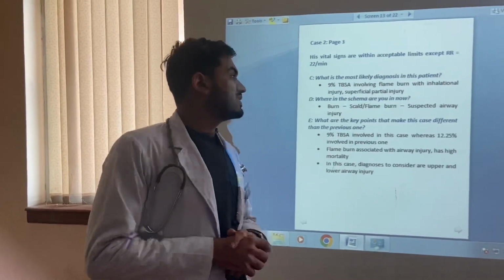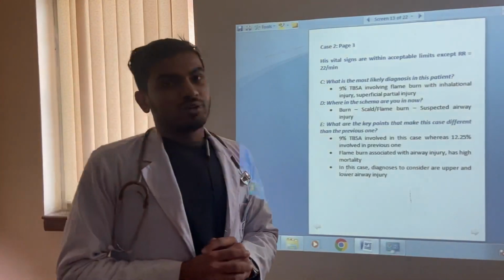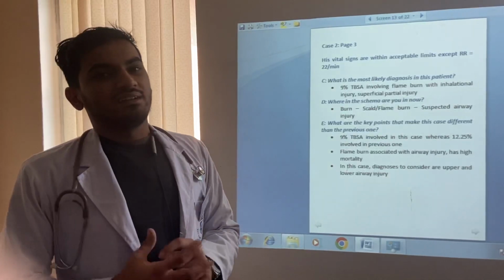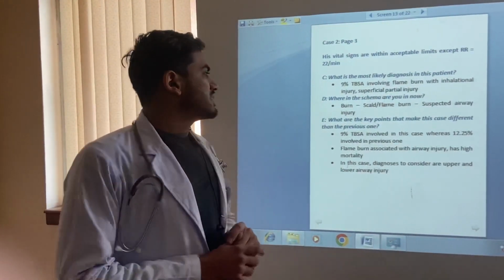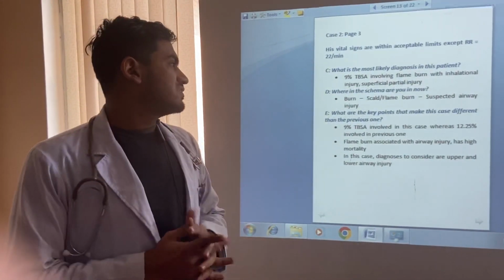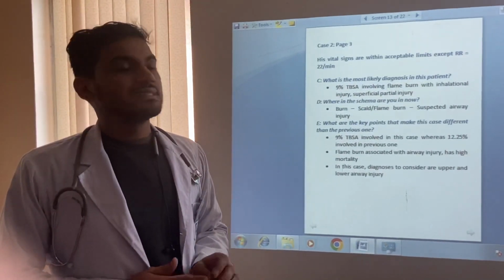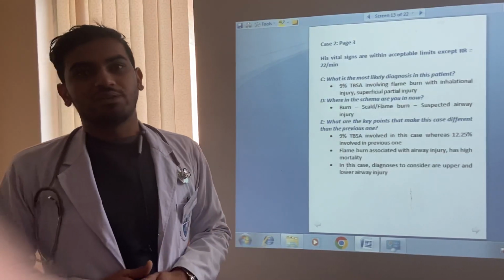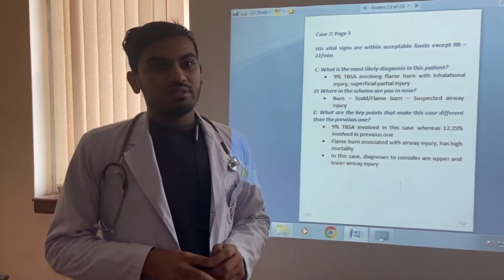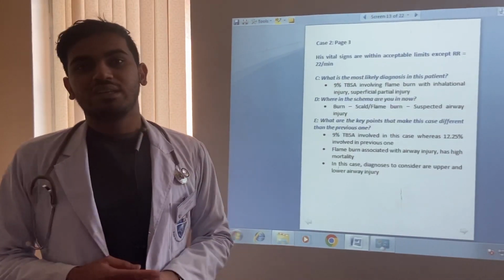What is the most likely diagnosis in this patient? As I have already talked, for the diagnosis, first we have to write the total body surface area which is involved, and then the cause of the burn and the depth of the burn. So here 9% total body surface area flame burn with inhalational injury, and there can be superficial partial injury in this case. So these three things must be included while writing the diagnosis. So where in the schema are you now? Then here is the burn and scar or flame burn, and then suspected airway injury.